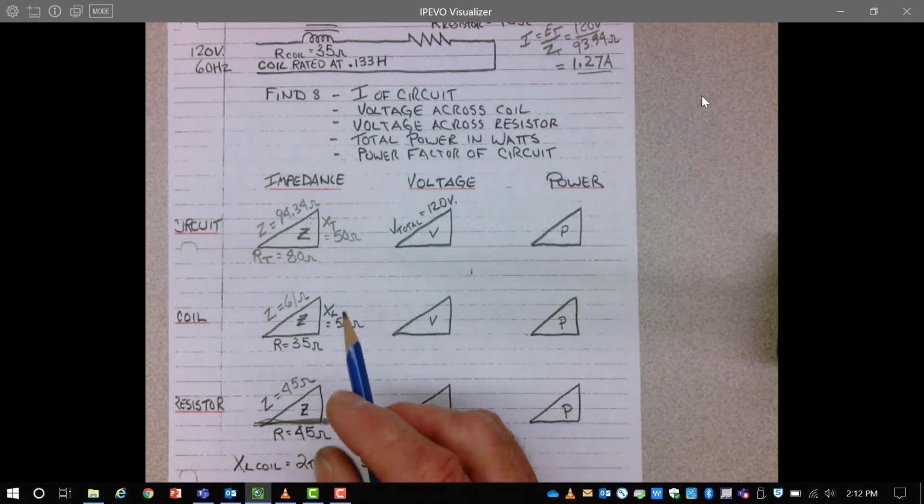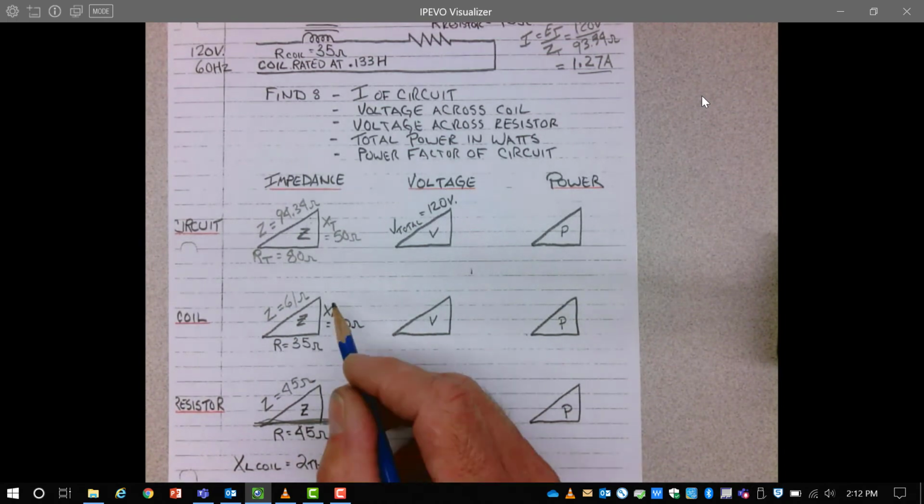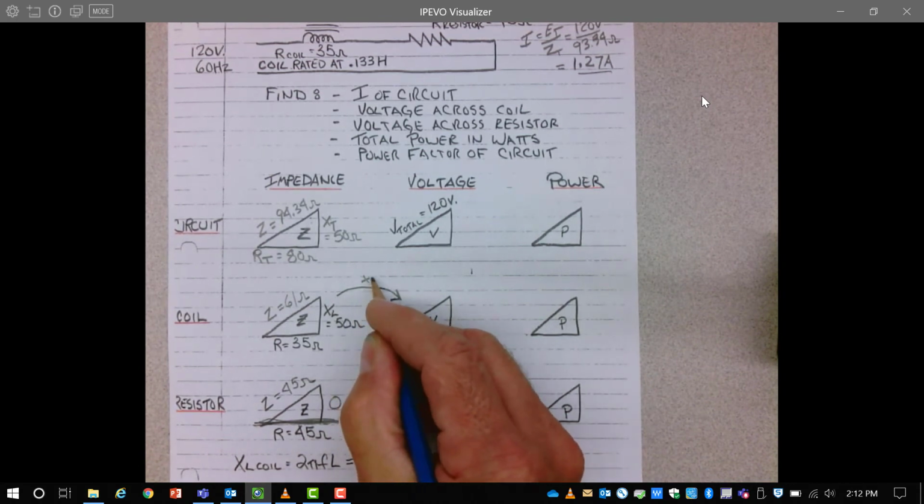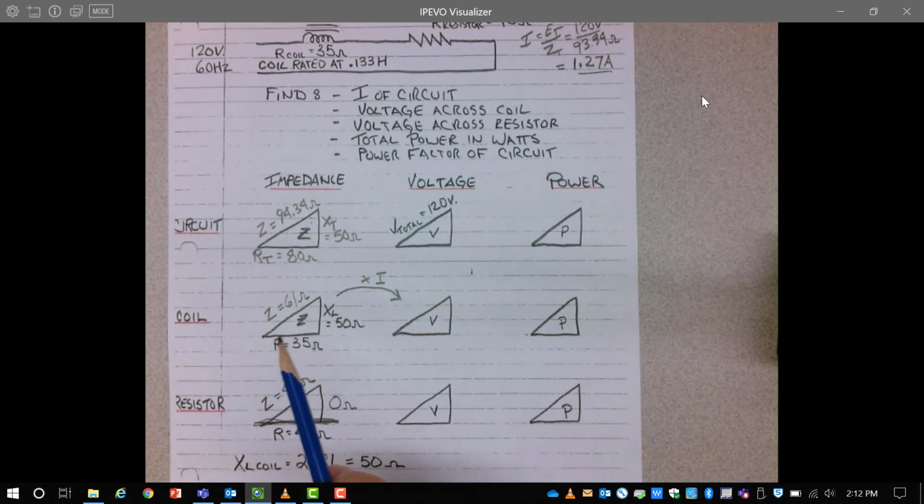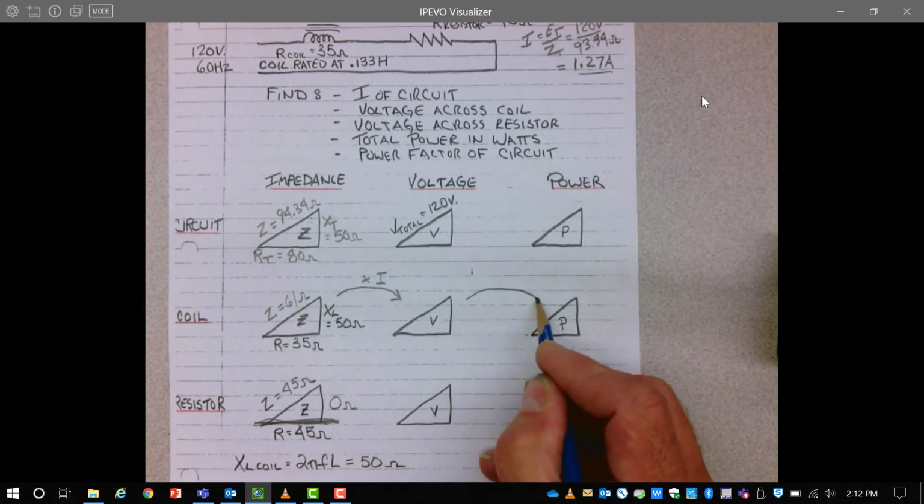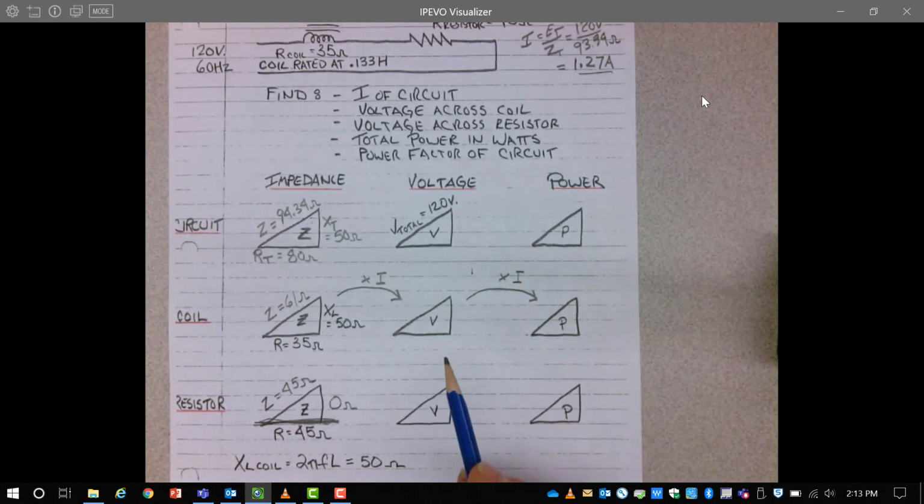What I really should mention here is how to move from one triangle to the next when you're doing a series RLC circuit. If we have the current, we simply multiply by the current. Whatever side of this triangle you multiply by the current, you will get the same side of the voltage triangle. And to move from the voltage triangle to the power triangle, we would do the same thing again. Any side of the voltage triangle multiplied by the current would give us the same side of the power triangle. The horizontal side of the voltage triangle multiplied by current would give us the horizontal side of the power triangle.